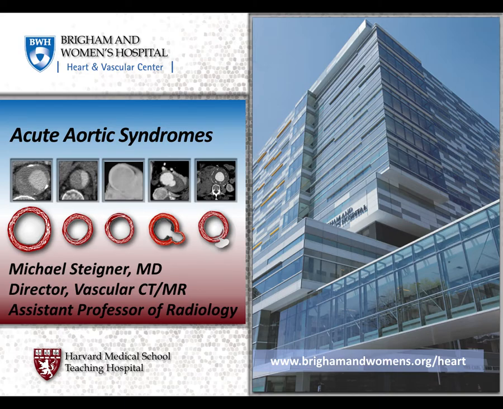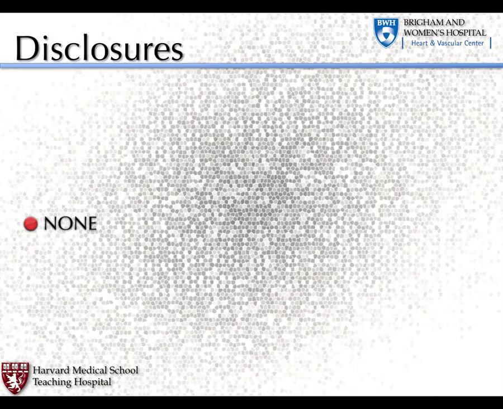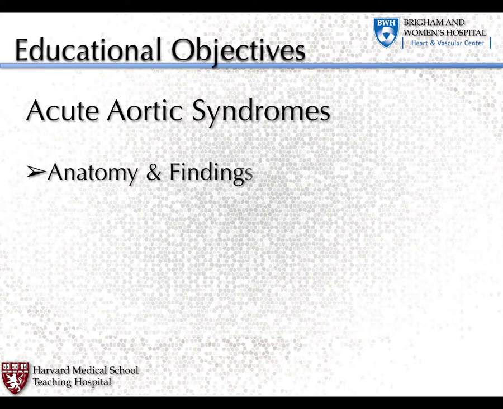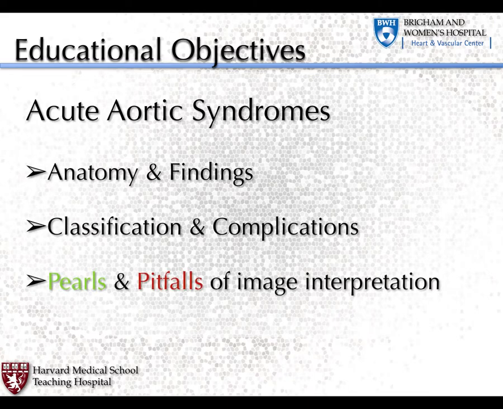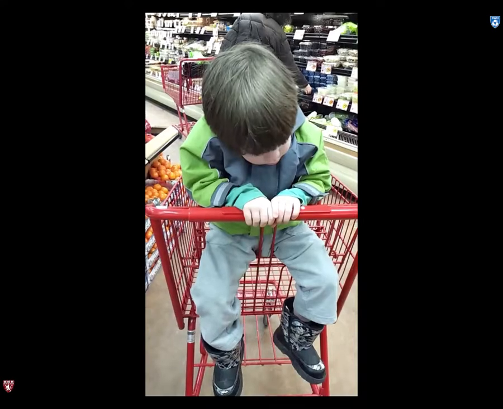Today we're going to talk about acute aortic syndromes. We're going to review anatomy and findings, some classification and complications, pearls and pitfalls of image interpretation, then at the end we'll do some cases.